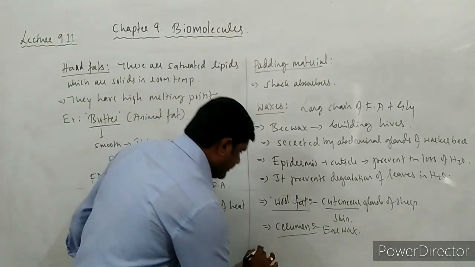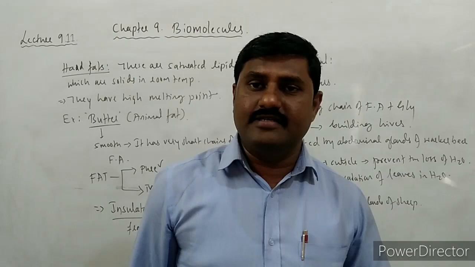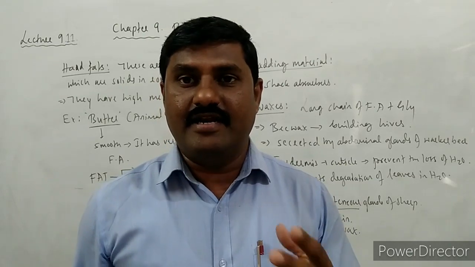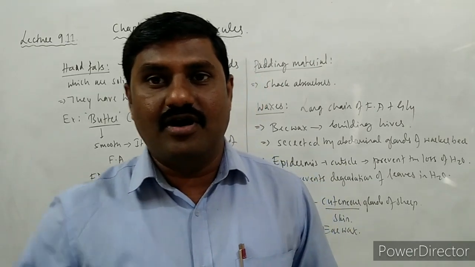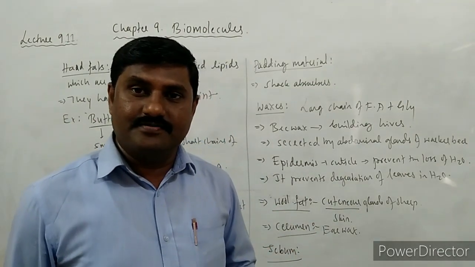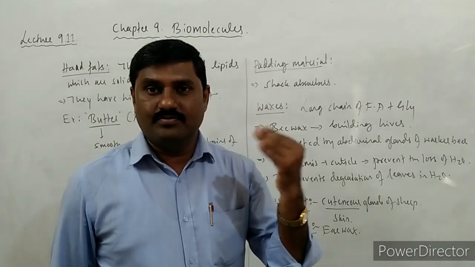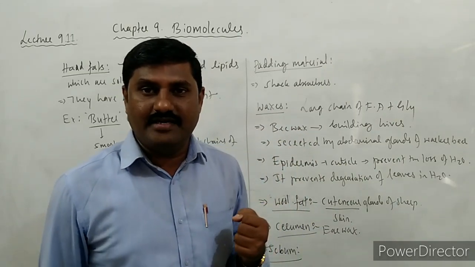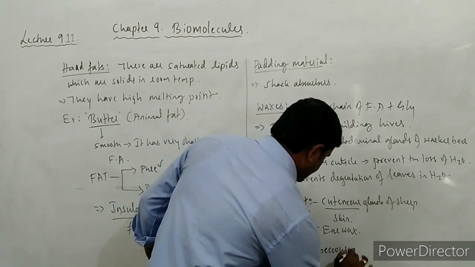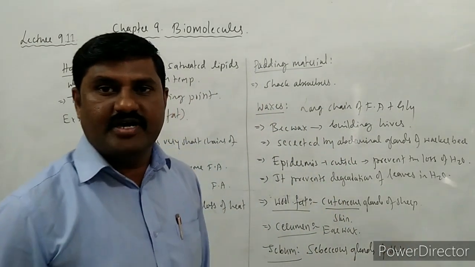Next one is sebum. What is this sebum? It is also one kind of waxy, oily material which is secreted by the cutaneous glands or the skin glands of the human being, right? They secrete an oily substance so that it can keep the skin always moist, right? So the sebaceous glands of the skin secrete this sebum. It is also one.